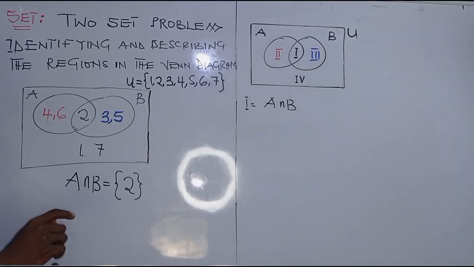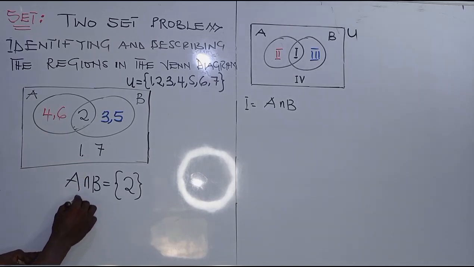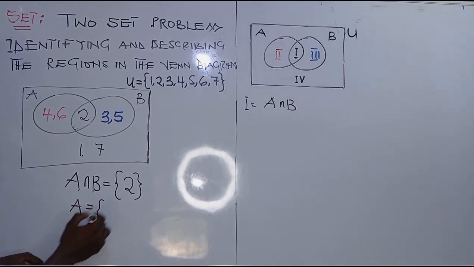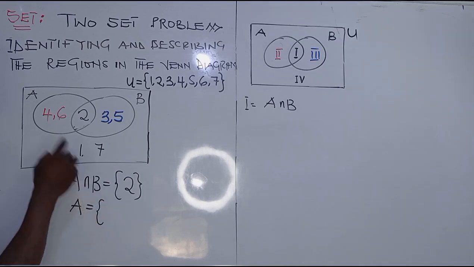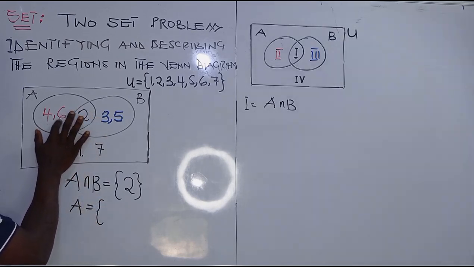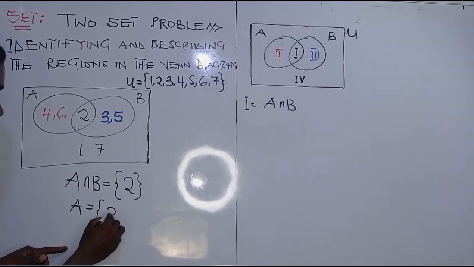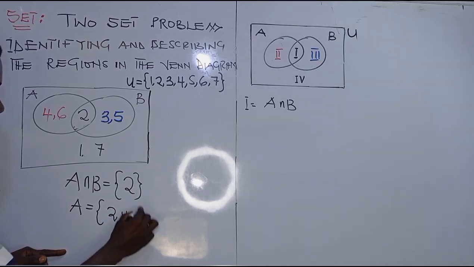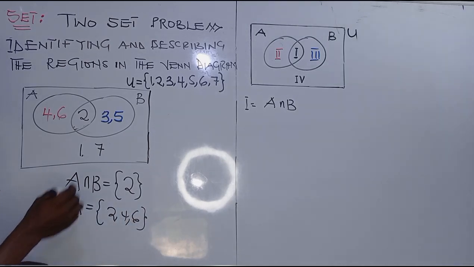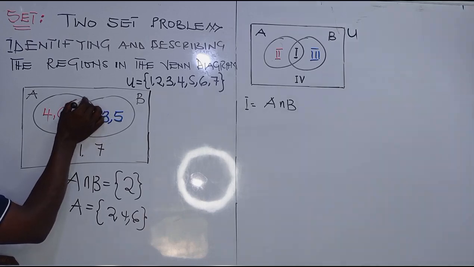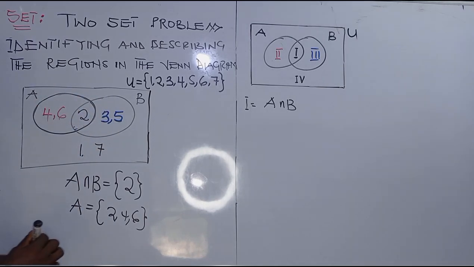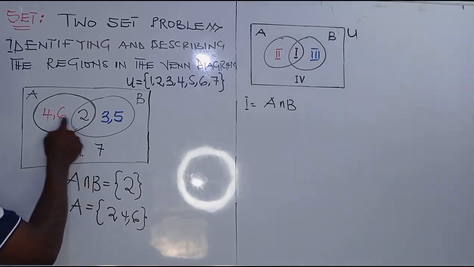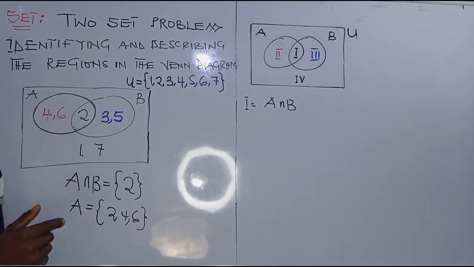If I ask you to list the elements for A, I believe you are going to say that the elements for A are 2, 4, and then 6. So we have 2, 4, and 6. It means that the whole of this circle belongs to A. So the elements for A, we have 2, 4, and then 6.